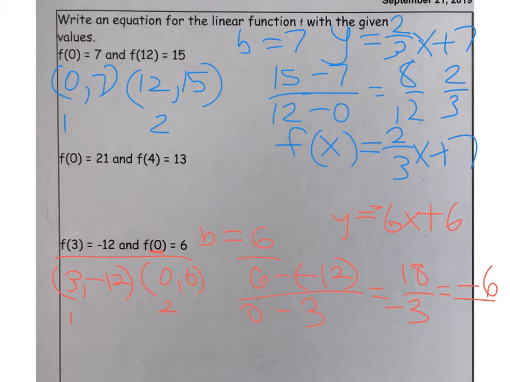So I'm going to do this one here. I'm going to ask you to pause for a minute and try it yourself, and then we'll see if you're able to do it correctly. So there we go. The slope is going to be negative 2, and the y-intercept is going to end up being 21. So the equation is going to be that.